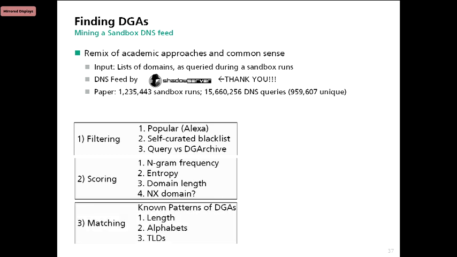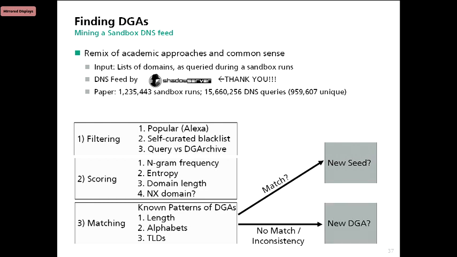And finally, by matching the highest scoring domains against a couple of patterns, we can predict which family it might be, which helps us, because if we get a lot of matches on the same domains, we can probably infer it's a new seed, because it's not listed in our archive yet. And otherwise, if we have inconsistent matches, we can probably infer it's a new DGA, and then we have to do the reverse engineering all over again.